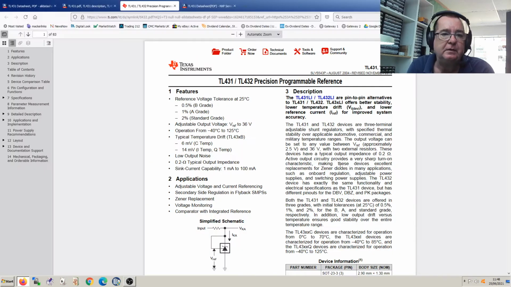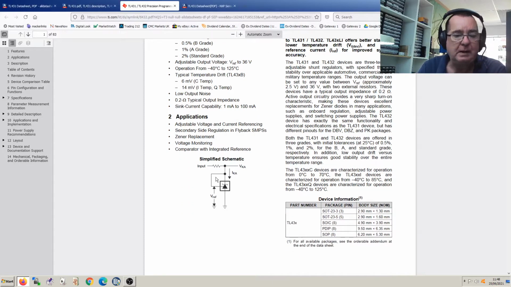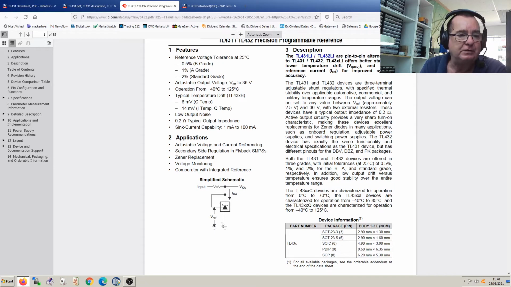Okay, so this is the data sheet for the TL431. And it shows you exactly what I've just drawn. I just drew the resistor downwards rather than crosswards. It makes no difference, it's the same thing. And basically, it generates its own reference voltage. If it's connected like this, with no resistor network, it tells you here that the output voltage can be set to any value between voltage ref, which is approximately 2.5 volts, and 36 volts. It wasn't 40, I was close, with 2 external resistors.